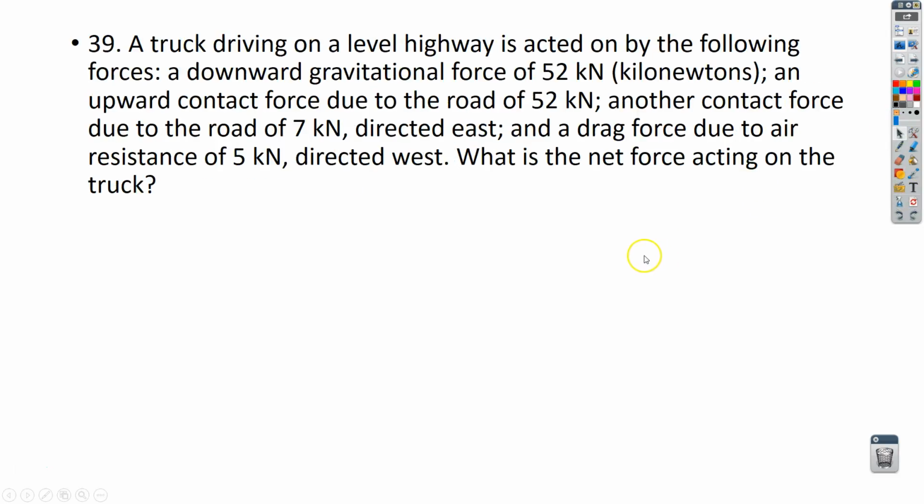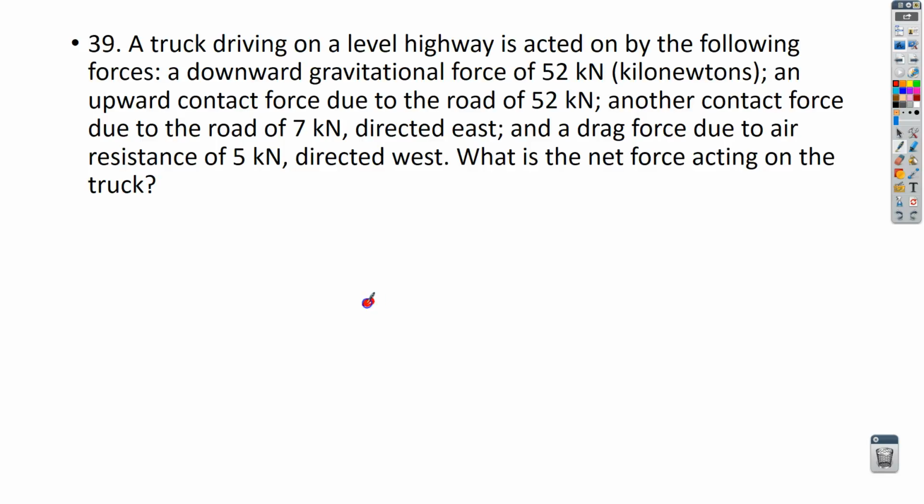For the next one, we have number 39. We have a truck driving on a level highway, and it's acted on by the following forces. So we have a downward force of 52 kilonewtons, or 52,000 newtons. We have an upward contact force of 52,000, another constant force due to the road of 7,000 newtons, and a drag force due to the air of 5,000. They want to know what is the net force acting on the truck.